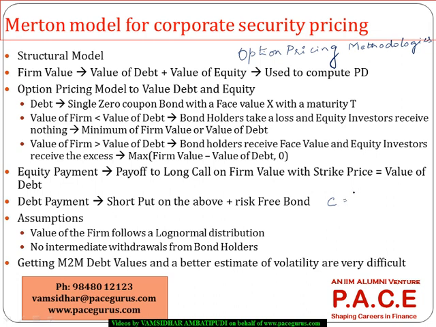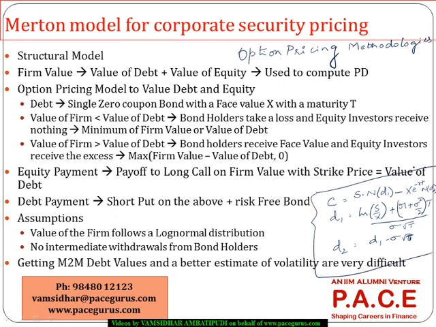We said the price of the call option, as per the Black-Scholes model, is nothing but S into N(d1), the spot price times N(d1), minus X e power minus RT times N(d2). And out of which we said d1 is nothing but log S by X plus R plus sigma squared by 2 into T, divided by sigma root T, and d2 is d1 minus sigma root T. This is what we talk about as the Black-Scholes model for finding out the price of the option.